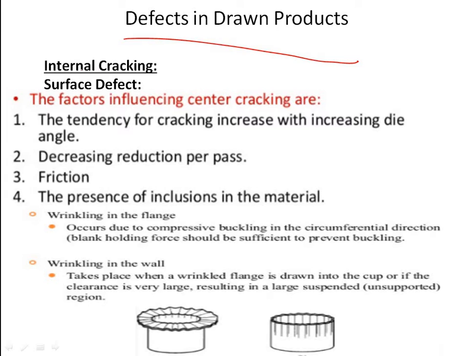Next we will be discussing internal cracking. So what is internal cracking? Internal breakage may occur in drawn products, particularly along the center line. This is due to improper metal flow, creating high internal stresses. Causes may be high die angles or low friction. These are the things with internal cracking.